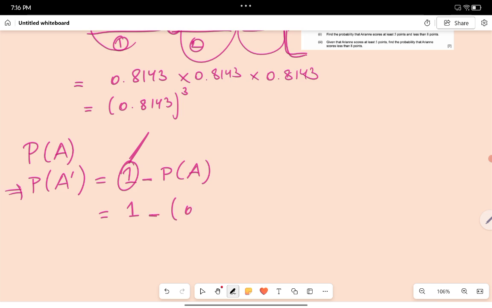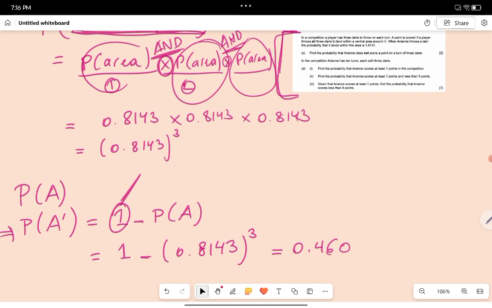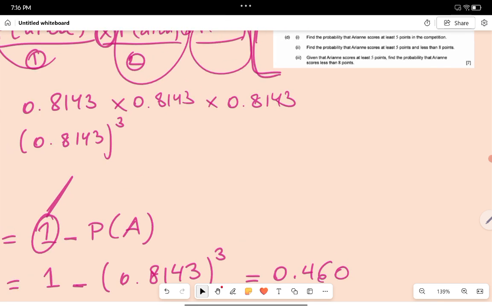So that is 1 minus 0.8143 to the power 3. Yes, and that is 0.460.